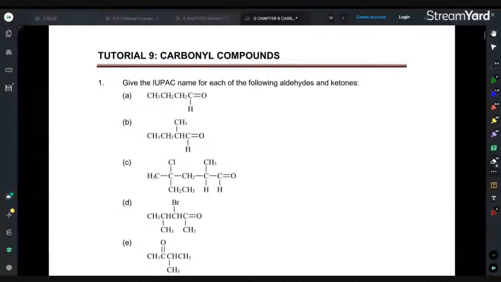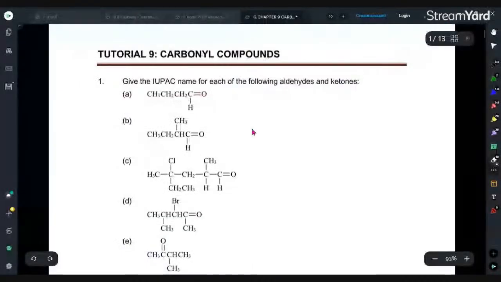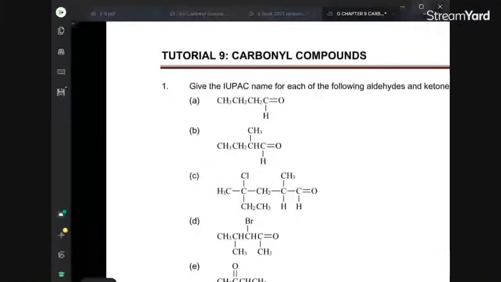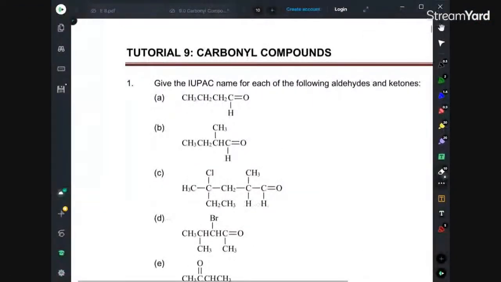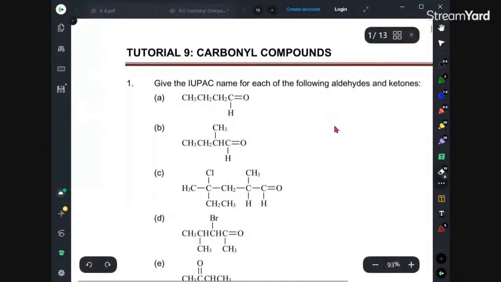So let's start with question number 1: give the IUPAC name for each of the following aldehyde and ketone. For the naming part, you can do it by yourself. Normally in the exam, if you get this kind of question, I actually consider it quite lucky, because you are able to answer it. There should be no problem for you to name the compound.